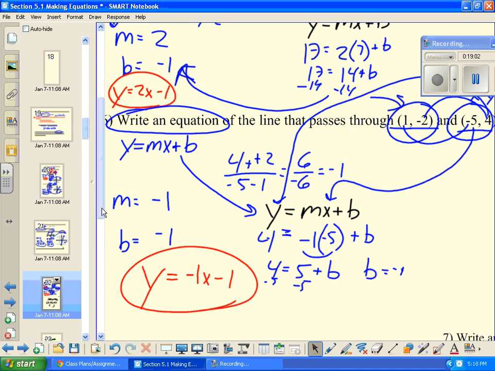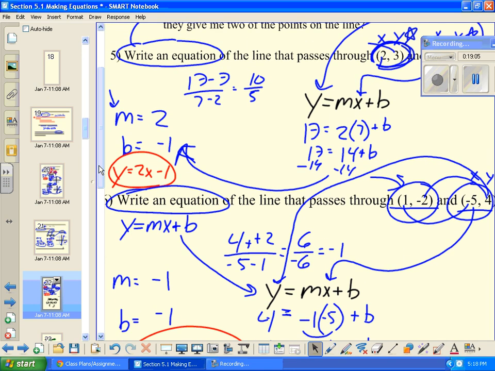Just as we start to go along in this chapter, we'll realize there are many different types of information they might give us to make an equation, but most of the time we can get there. So we just got to be able to find those two things for sure, the slope and the y-intercept. If we can do that, we can definitely make an equation in slope-intercept form.